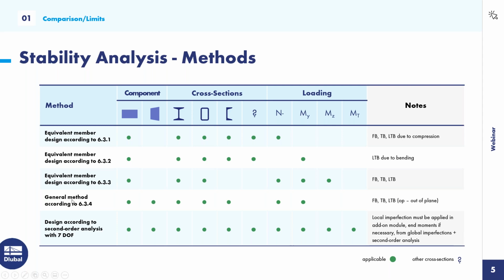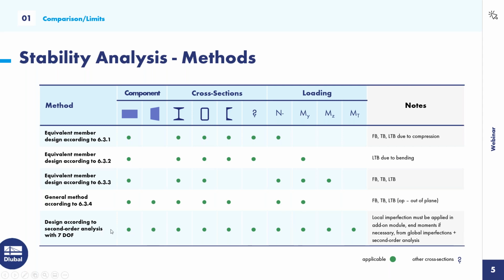Fourth line, general method according to 6.3.4. This method is also valid for non-uniform components. The cross section must be single symmetric, and the load can be compression and bending about the principal axis Y.